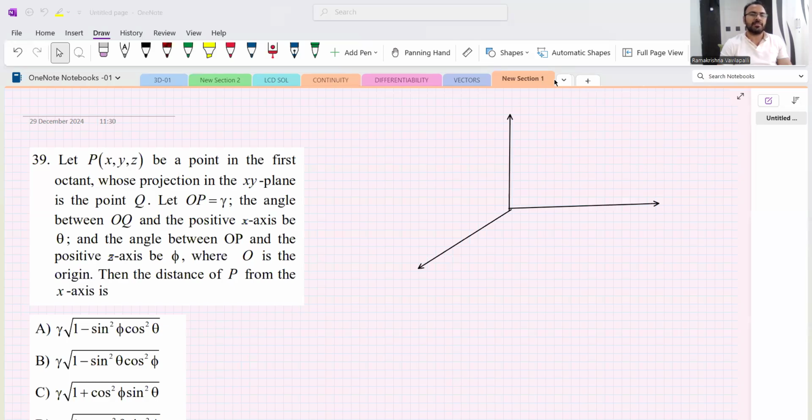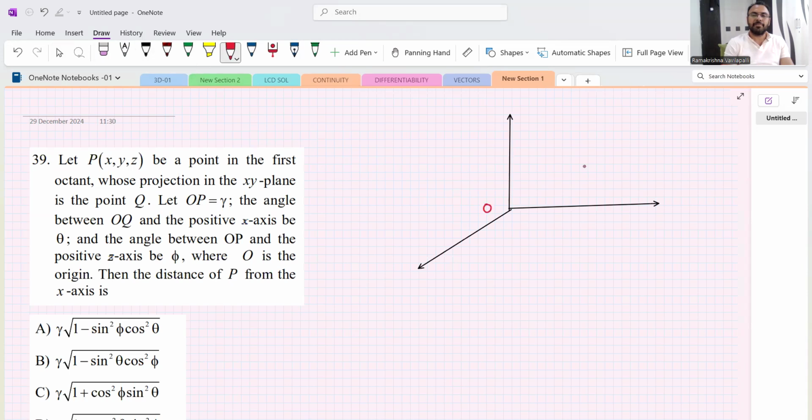I will provide solutions of a few questions, except those I have already covered in the classroom teaching. Here is the 38th question.